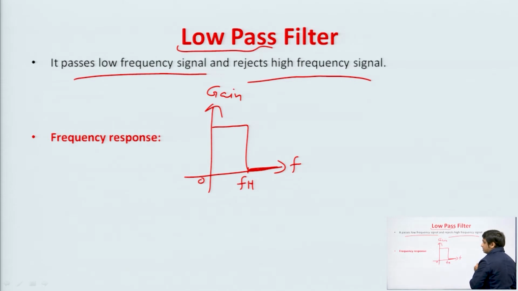Now, see, from frequency 0 to FH is passed, so this is called the pass band, and the frequency above FH is blocked. Blocked means attenuated, the signal is attenuated. The signals which have frequency greater than FH are attenuated. So, this is called the stop band. This is the ideal response. In the ideal case, in the stop band we do not get any signal.